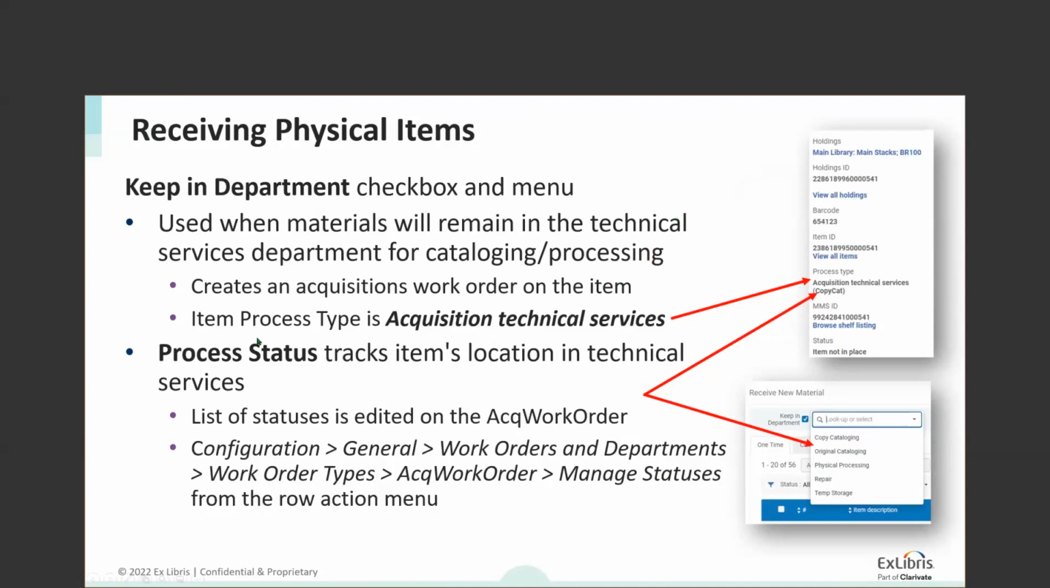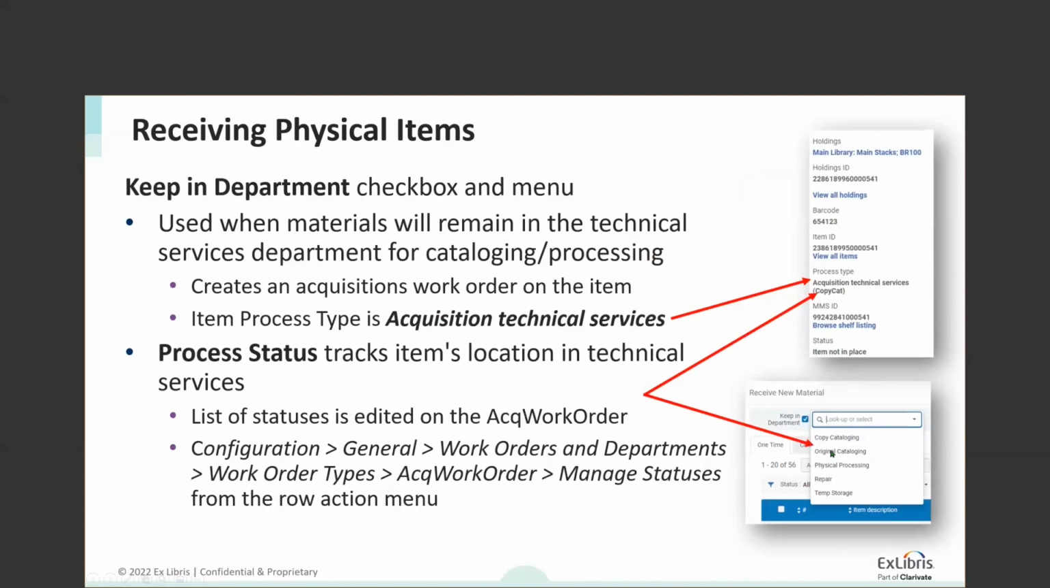What happens is the item, like right now when the items are on order, their base status is not in place and their process type is acquisitions. When you receive the item and keep it in department, the process type changes to acquisition tech services, but it's still not in place. And that's telling your staff it's in the back, we're working on it, we're getting it out to the shelf.